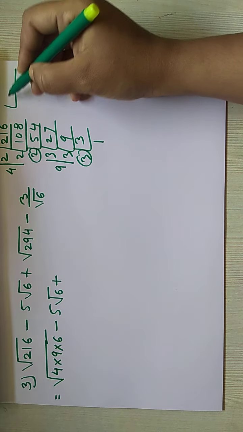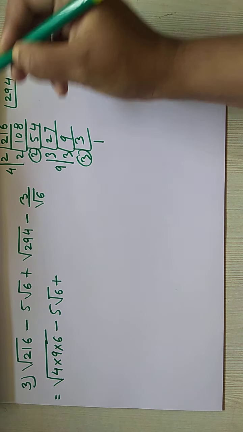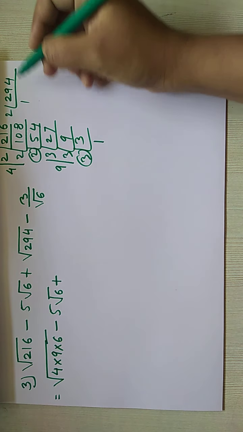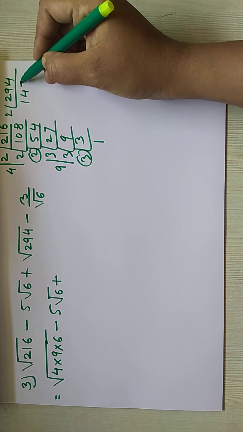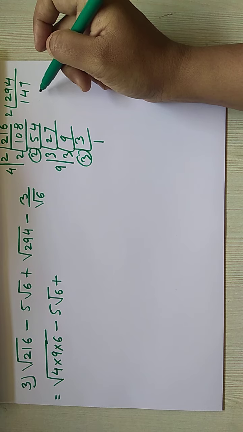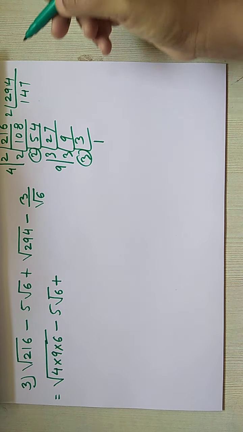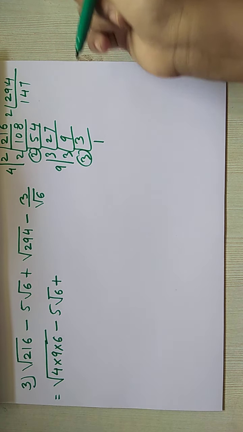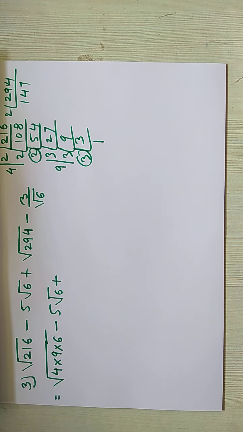Oh god, big number. Let's try, children. Big but not impossible. Let's try. Okay, 294. 2 1s are 2, 2 4s are 8, 2 7s are 14. Am I correct? 147 is not a prime number. Let's try again. 2 1s are 2, 2 4s are 8, 2 7s are 14. Okay, 147 we did in the last sum.